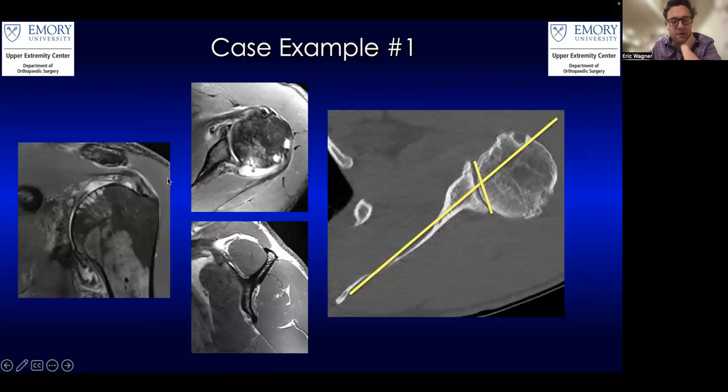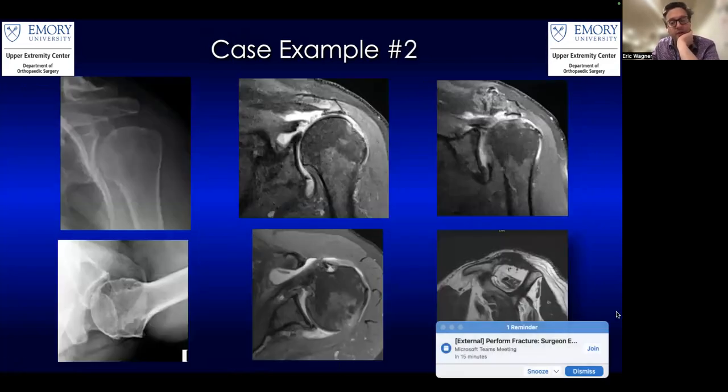So case example number one: very destroyed joints, subchondral cysts, very narrow here. You can see some retroversion here, some posterior subluxation. As you can imagine, this is probably osteoarthritis. The rotator cuff looks pretty good, but you can see the narrowing, you see the retroversion. So yeah, this is a case of osteoarthritis.